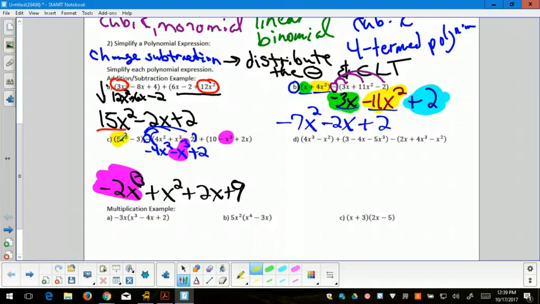Here I have a positive 5x squared minus 4x squared is 1x squared plus 2x squared. No, that's an x. Never mind. It's just x squared, right? Is that right? Yeah. 5 minus 4 is 1.